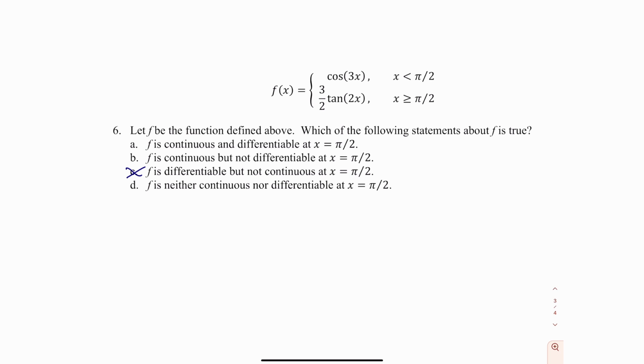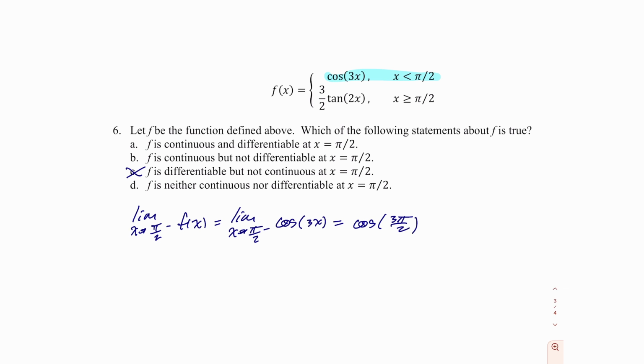All right, let's see. For continuity, we need to look at the limit as x approaches pi over 2 from the left of f of x. If you're approaching from the left, you're on the cosine of 3x branch. Cosine is a continuous function, so we just plug in, and the cosine of 3 pi over 2 is 0. You should definitely know your unit circle, in particular the quadrantals, but all of the unit circle is useful.